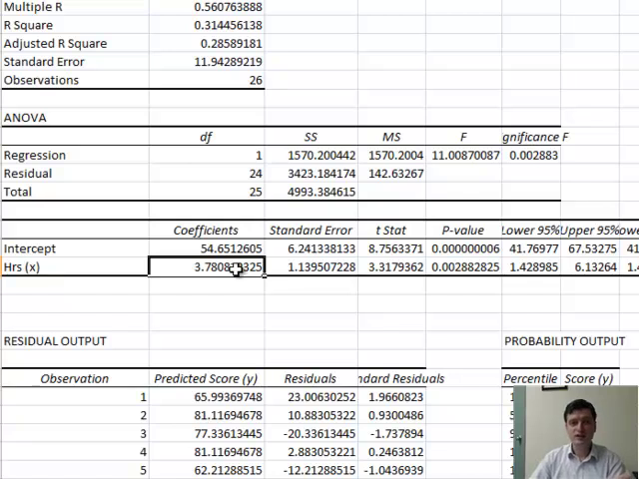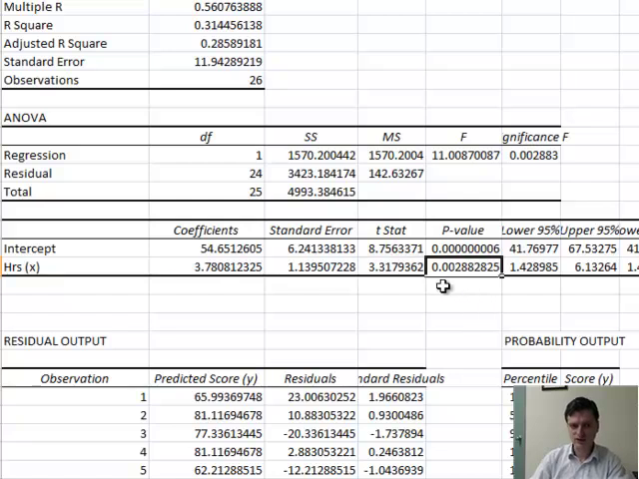This is the rise over the run, meaning this is the change in the exam score for each 1 unit of the independent variable, for each hour. So if the student studied 1 extra hour, that student will increase the score in the exam by 3.78 points. The standard error of that is 1.14. The t-statistic computed by Excel in this case is 3.31, which is very significant.